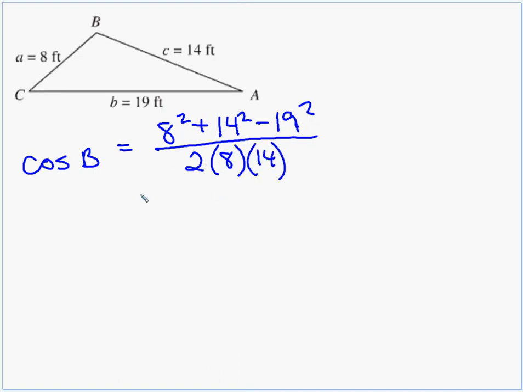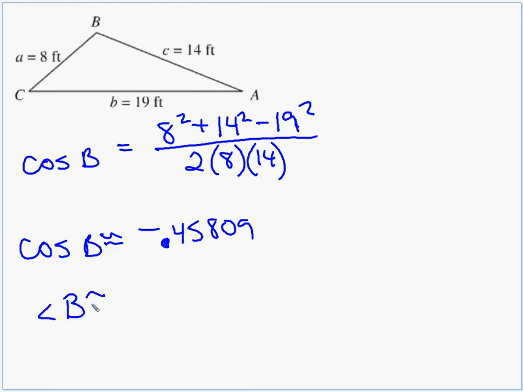So there we can just punch that in our calculator, and we'll get this as a decimal between 1 and -1, and we'll cos inverse. If we punch everything in the calculator correctly, we're going to get cos of B is approximately -0.45809. And then, like I just said, we're going to cos inverse. Angle B is approximately, we're just going to round this to one decimal place for now, 116.8 degrees. So now I'm going to go up to my triangle here and draw that in, 116.8.